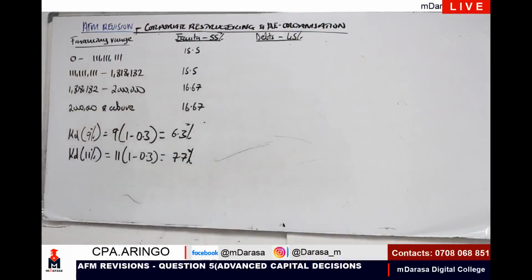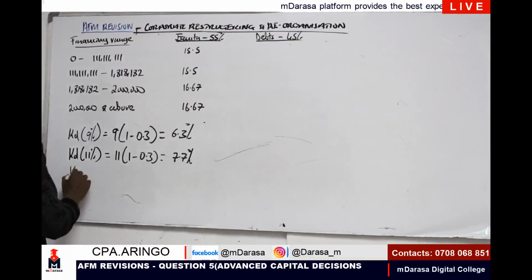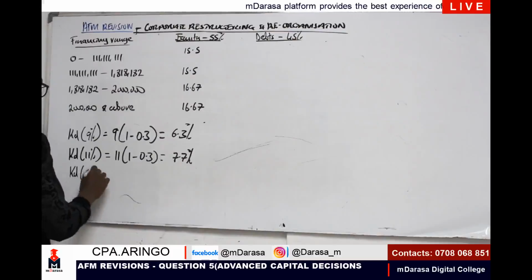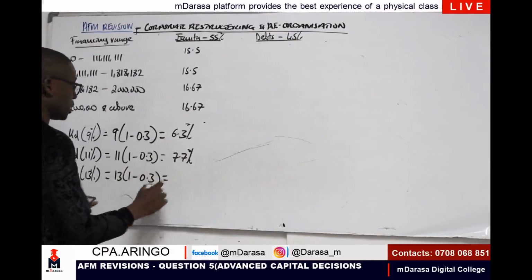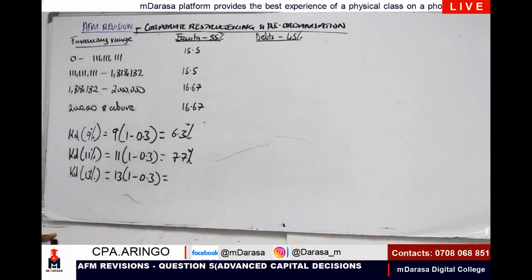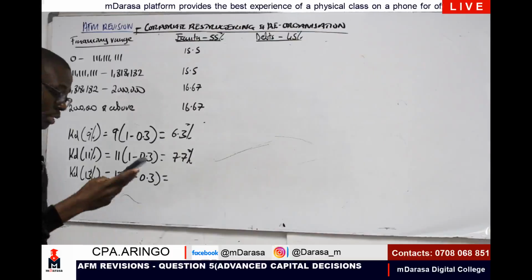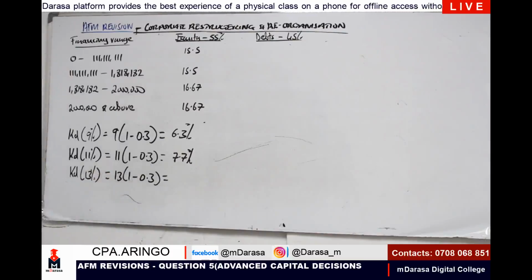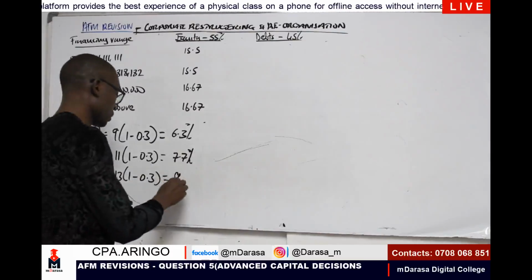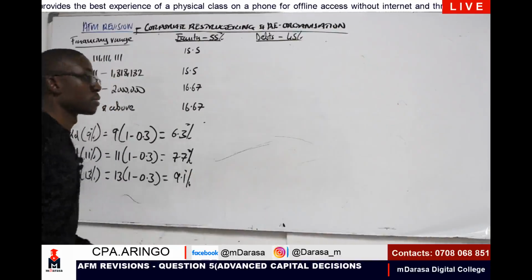Then lastly, we are given another debt. Remember, I'm doing this because I know you're having the question. If you can check the other debt there, I was given 13% cost, right? Cost of debt, 13%. What will I be having? 13 into 1 minus 0.3, which is 13 times 0.7. This one will give me 9.1%.